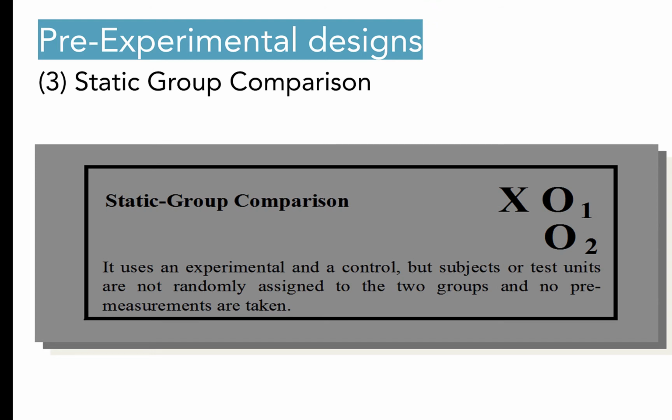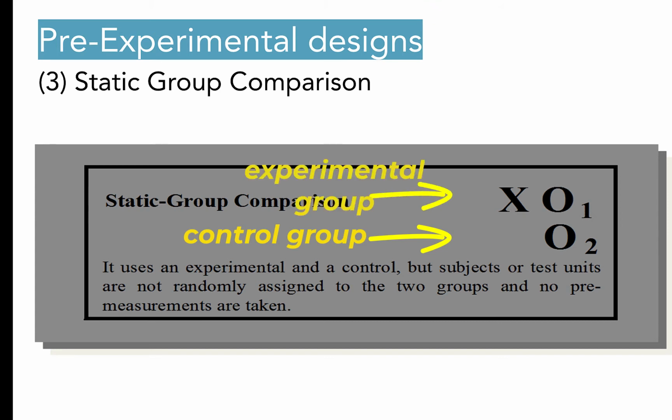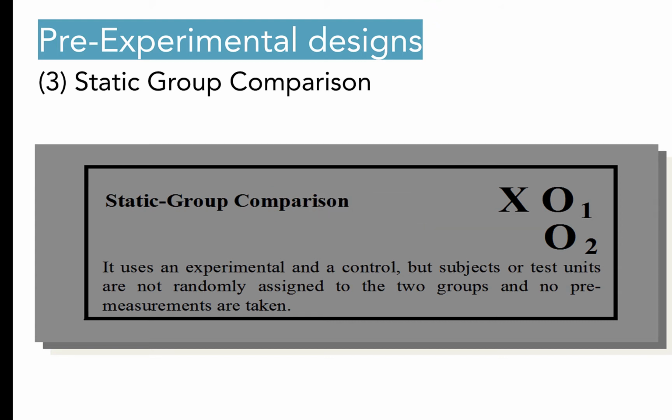Third, there is the static group comparison. The static group comparison does not have pre-tests, so there's no O measurements, so no measurement of the dependent variable prior to the manipulation, but what you do have is a control group. So you see the first line is X O1. This means that the experimental group, which receives the treatment or the experimental stimulus symbolized as X, gets asked a question, for example, their attitudes about X, as O1.